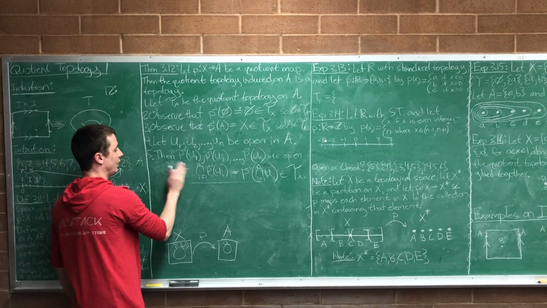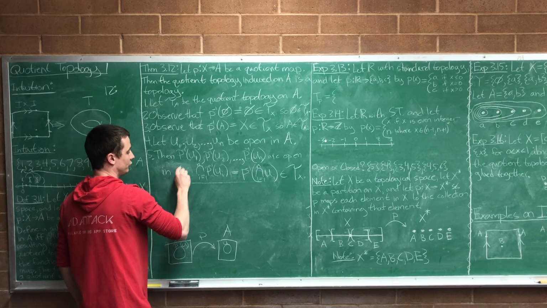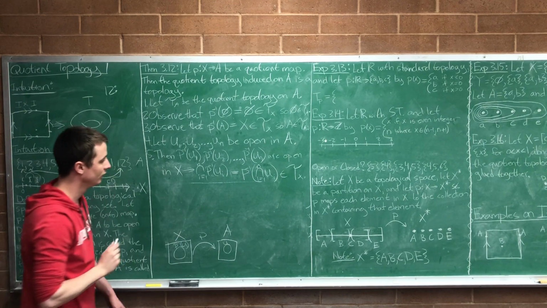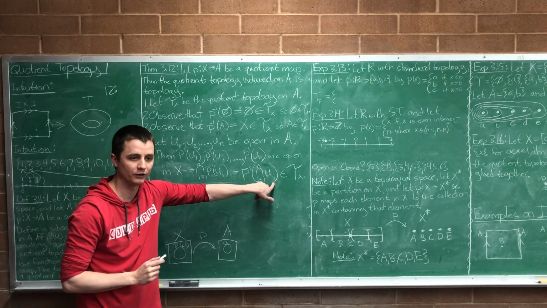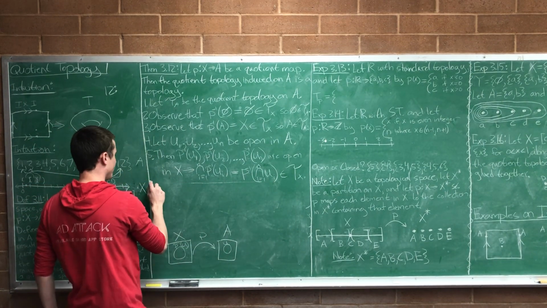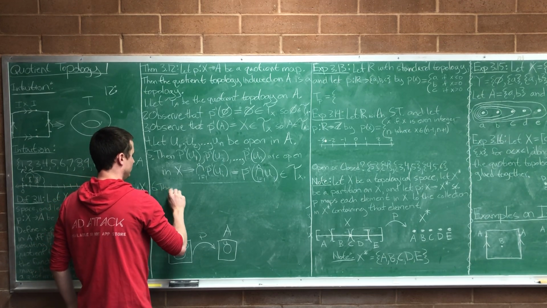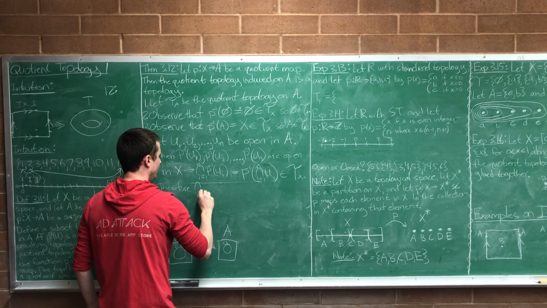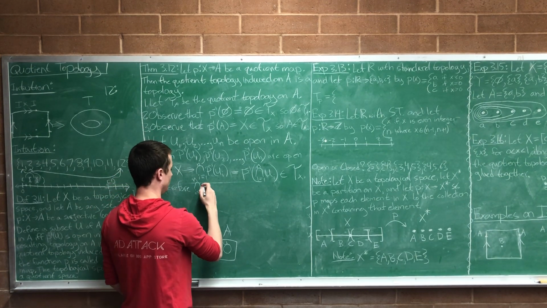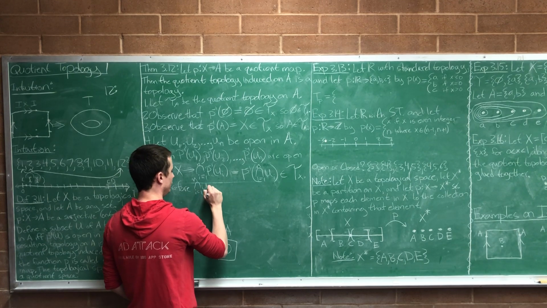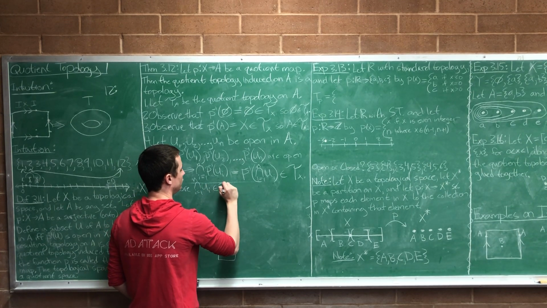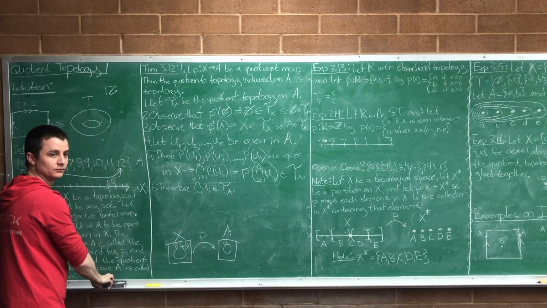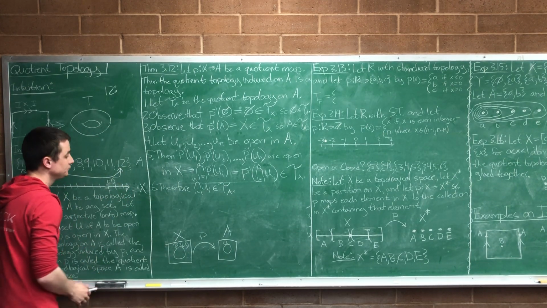And that's what I was stressing before I wrote this out, is going from this step to this step, right? Therefore, the intersection from i equals 1 to n of U sub i is in the topology on A. Right? Follow that? Yep.